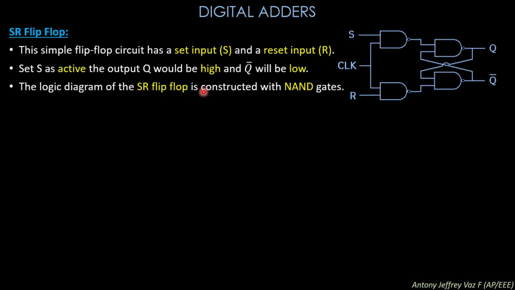The logic diagram of the SR flip-flop is constructed with the help of NAND gates. You may see there are four NAND gates connected as shown in the figure. There are two inputs S and R, and another one is the clock signal, which is driven into the two NAND gates in the input stage. There are two NAND gates in the output stage where you get the output Q and Q bar. Q gives you an output which is the representation of the set and reset pulses, and Q bar gives you the inverted output of the Q value.